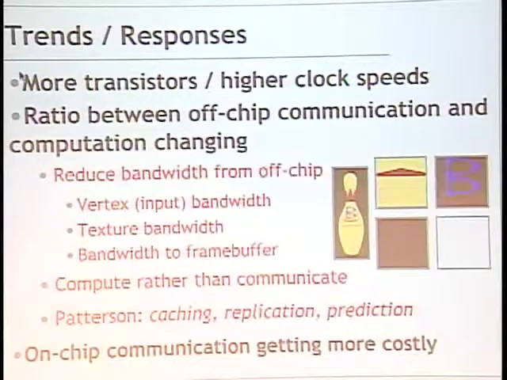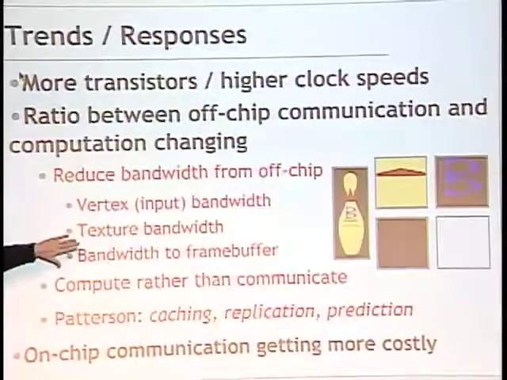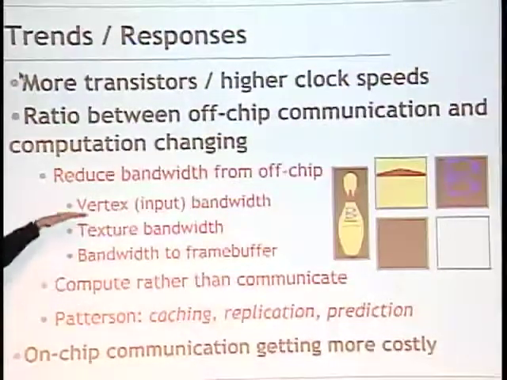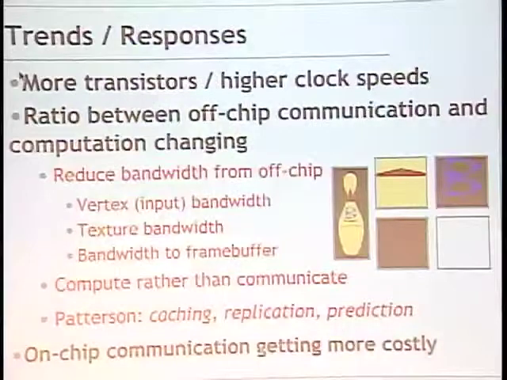The issue of our memory wall. Our real goal here is to reduce bandwidth from off-chip because bandwidth is getting more expensive. How do we do that? Well, we need to reduce vertex bandwidth. There are different techniques there. We want to reduce texture bandwidth, and we'll talk about that a lot. There are different ways to do this. Bandwidth of the frame buffer, how do we do this? A lot of what we'll talk about is ways to eliminate these bottlenecks.